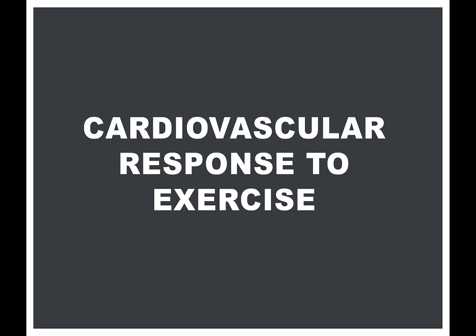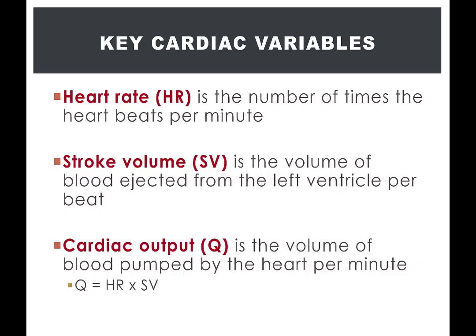So in the next section of this lecture series, we will talk about how the heart and arteries go about getting more oxygenated blood to the active muscles during exercise, ultimately to support aerobic ATP production. First, let's discuss how the heart responds to exercise. But before we do that, we need to understand key cardiac variables, heart variables in other words.